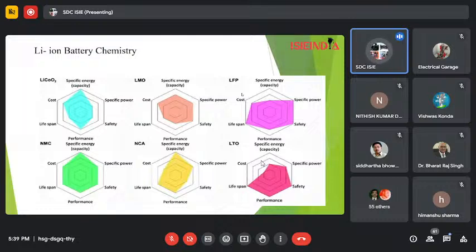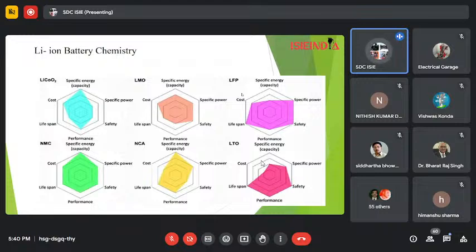So here we need a high amount of power in a low weight, right? If we increase power, obviously the weight will also increase. But if we increase weight, the efficiency will be reduced. So here we are considering the cost, specific power, safety, lifespan, and performance.